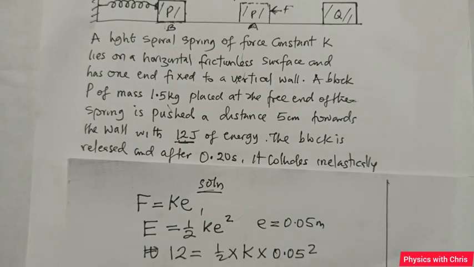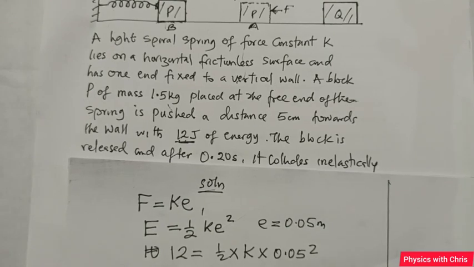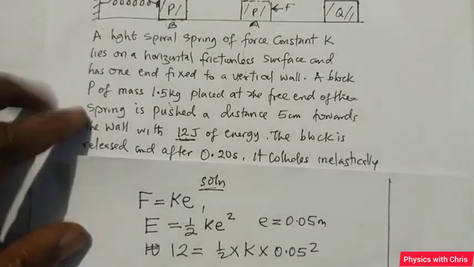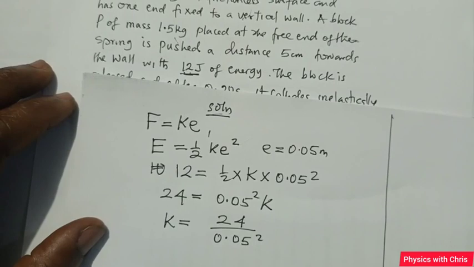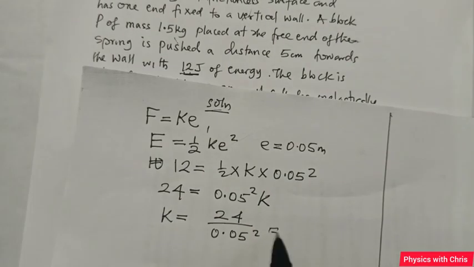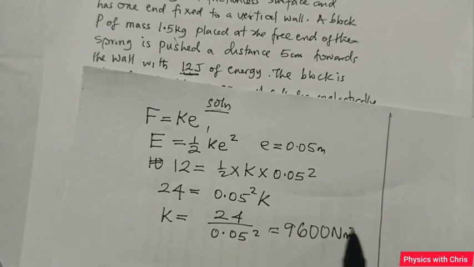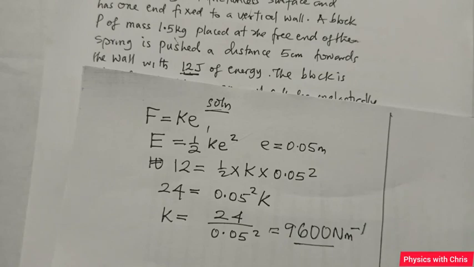If I cross multiply, I have 24 is equal to 0.05 squared times k. Then dividing both sides by that, I have k is equal to 24 divided by 0.05 squared. Let me bring it into the picture so that I don't go past my people here. So I have the spring constant as 9,600 newtons per meter. That is the spring constant of this very spring.